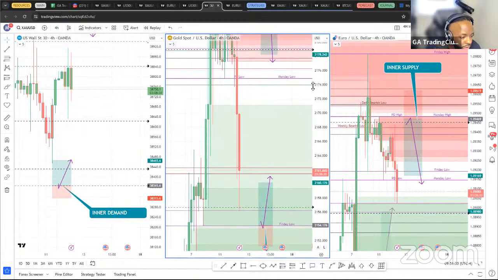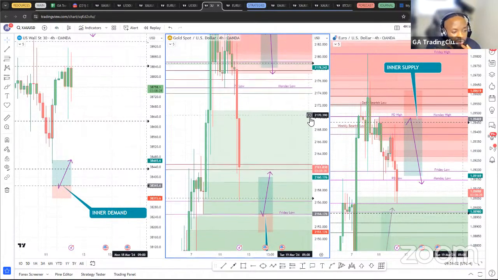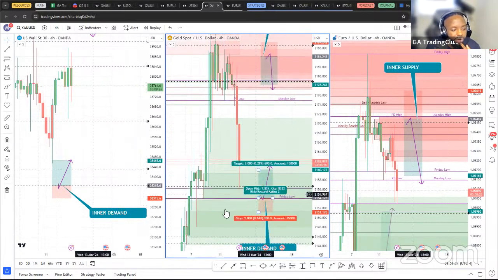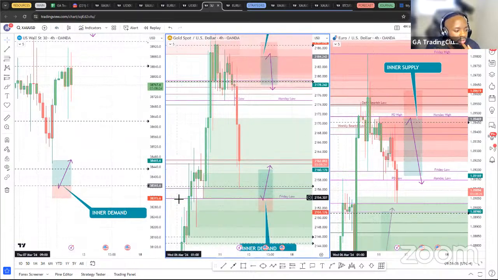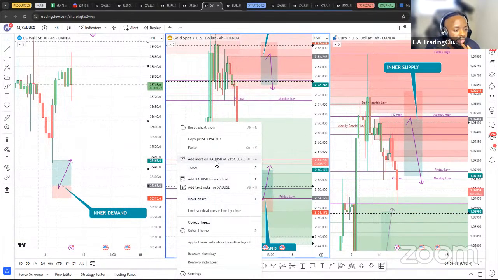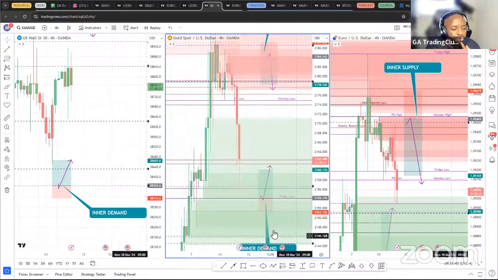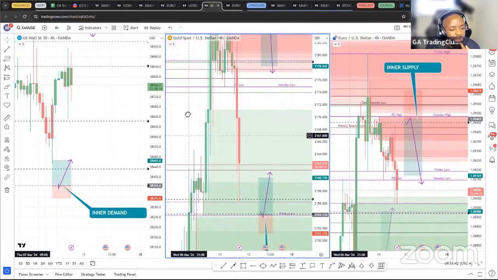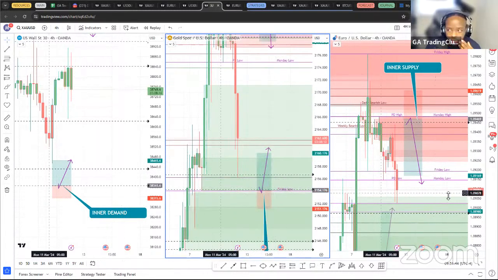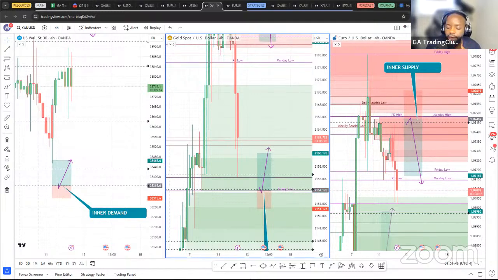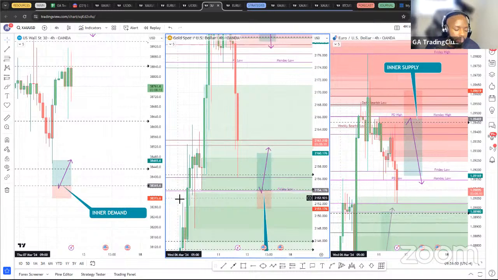Here for gold on the 4 hour, 2154. 2154 is another nice buy area on gold. So I'll set an alert there. And I like how it lines up with the Friday low. So also with this inner supply and inner demand, you also want to have it line up with order blocks or previous daily highs or previous daily lows.